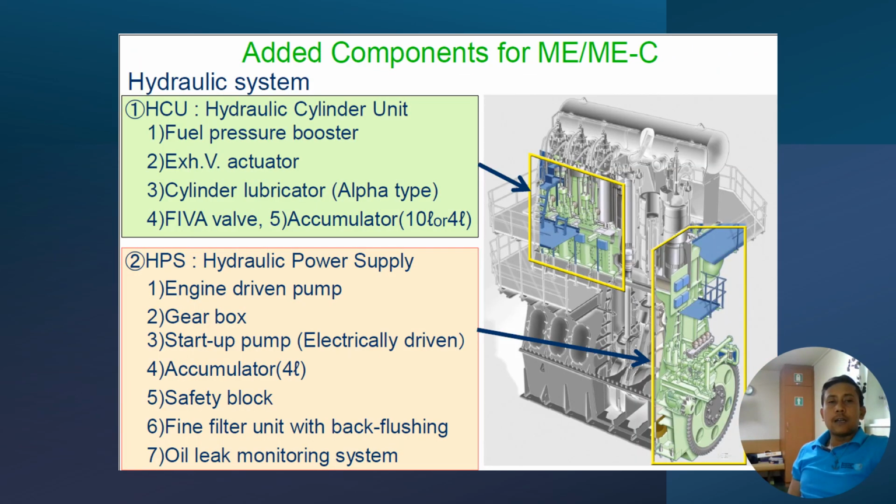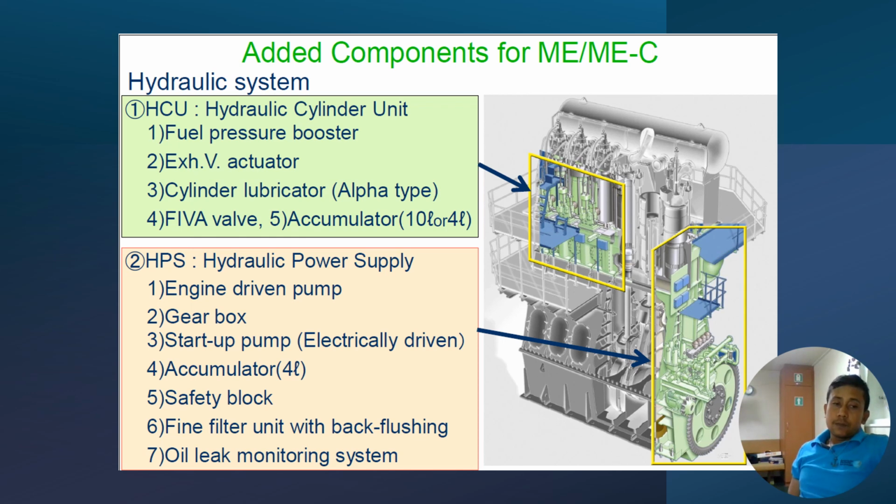Here is the list of added components for the ME engine. These are the components that have been added to the ME engine. First, we have the hydraulic system. In the hydraulic system, we have the HCU, hydraulic cylinder unit, which consists of 5 components. First is the fuel pressure booster, second the exhaust valve actuator, then the cylinder lubricator, FIVA valve, and accumulator. We'll discuss these components later on.